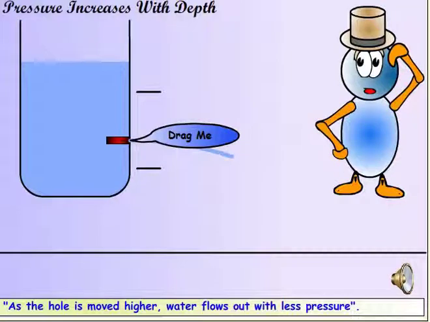Try moving the hole in the glass above and below the original position. When the hole is moved higher, you will notice that water flows out with less pressure. When the hole is moved lower, the water flows out with higher pressure. This shows that pressure increases with depth.